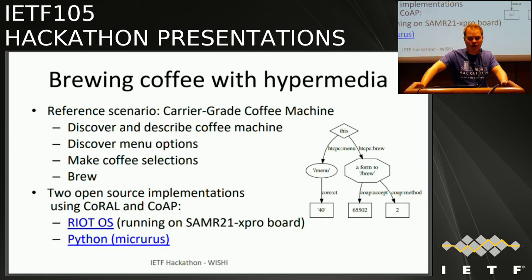So you have a carrier-grade coffee machine reference scenario, also known as Carsten's coffee machine. You can discover and describe your coffee machine, discover menu options, make coffee selections, and finally get some coffee brewed. We have now 2 open source implementations that use CoAP and CoRAL to achieve, especially the first 3 steps. The last one we're still working on.